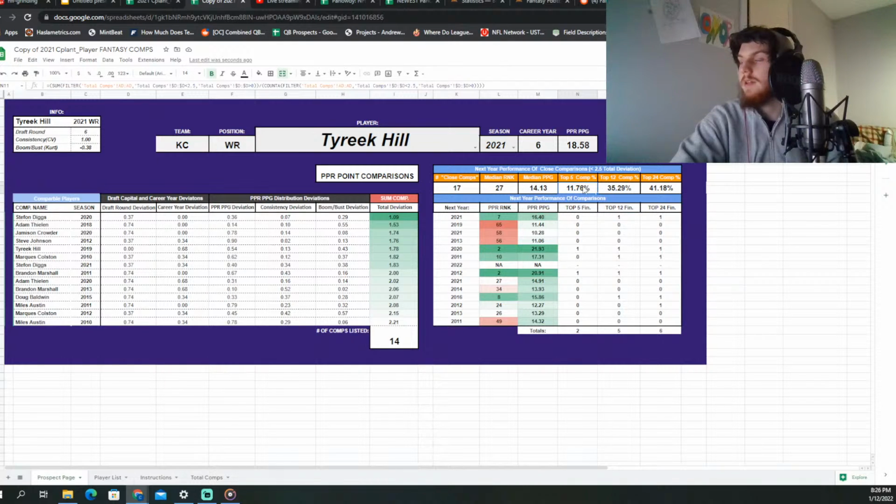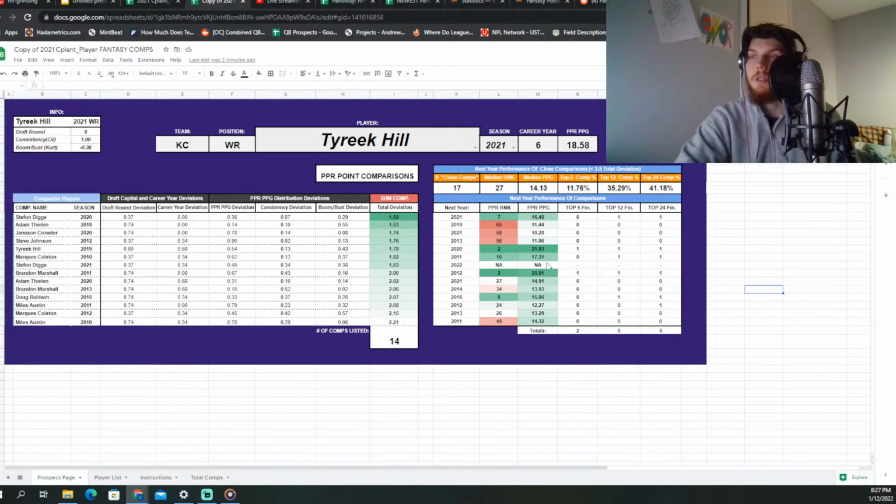So then this right here is going through all the comps that are within 2.5 deviations and creating a hit rate. How many of those comps ended up being in the top 5 the next year? And how many of the comps ended up being in the top 12 the next year? And then how many ended up being in the top 24 the next year? So this is pretty telling that Tyreek Hill should still be in the top 12, should be in the top 24. It's kind of tricky to continue to stay in the top 5, but we'd hope he stays in the top 5.